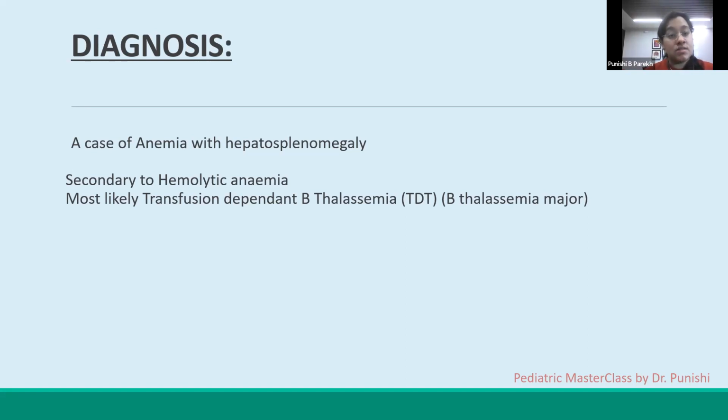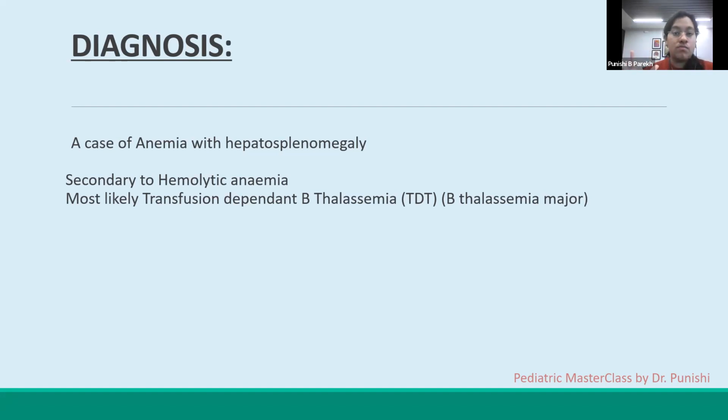Because the child is presenting at a young age of 8 months or 10 months, whichever one you want to consider, and has come with anemia and CCF with hepatosplenomegaly requiring blood transfusions, this definitely looks like a transfusion dependent thalassemia. So my diagnosis at the end of history and examination would be that this is anemia with hepatosplenomegaly, most likely due to hemolytic anemia. In that, I'd say transfusion dependent thalassemia.